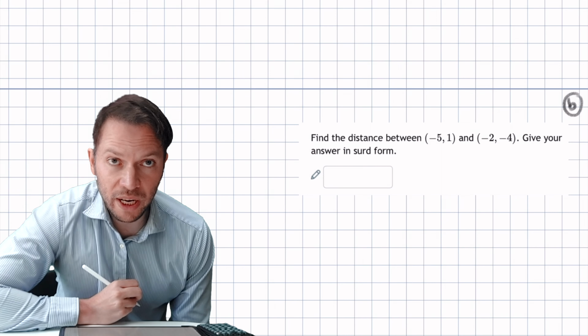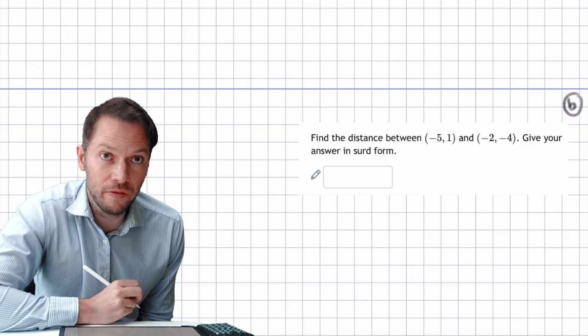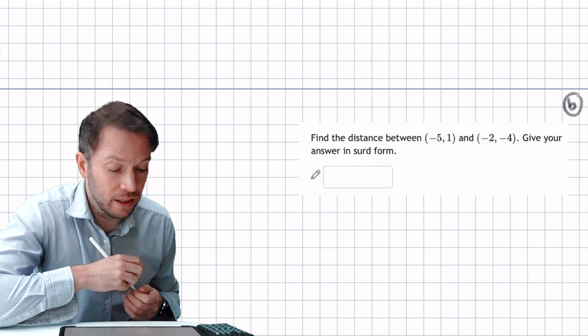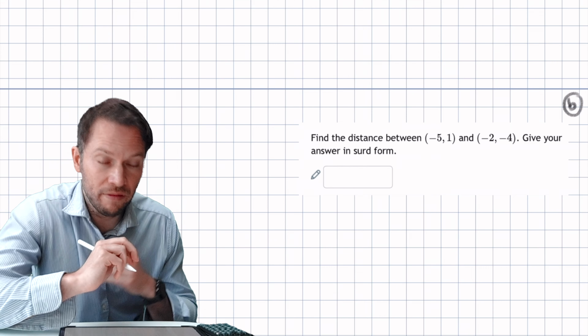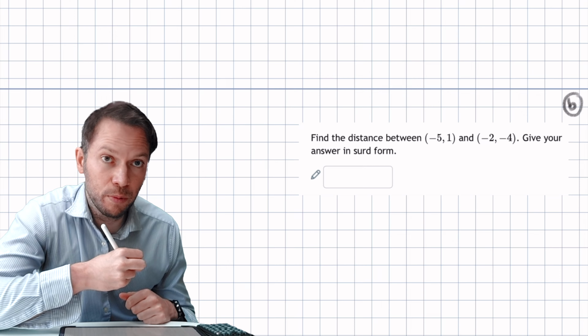Hi, in this video we're going to find the distance between two points in exact surd form. And if you haven't watched my videos on surds before, then please do that first, because I'm going to assume a level of knowledge here. Now let's remind ourselves how we find the distance between 2 points.